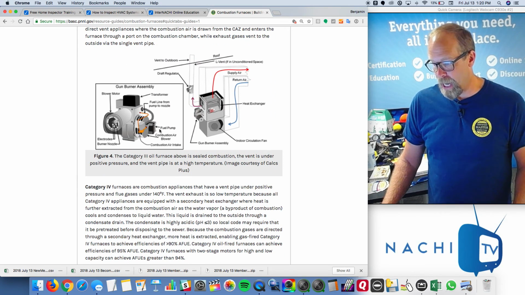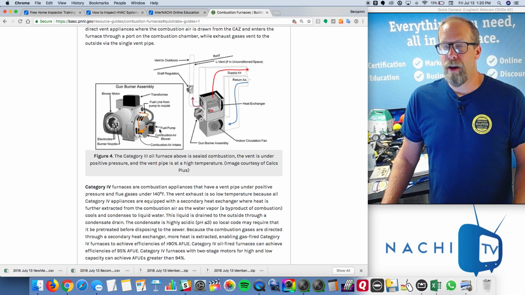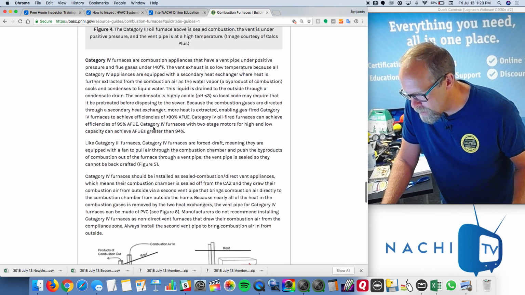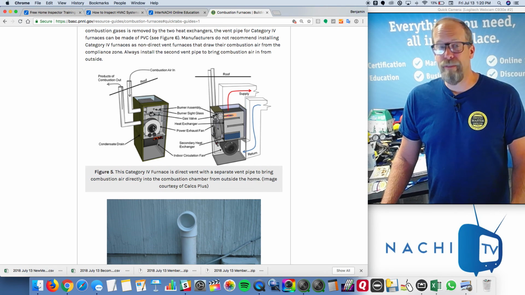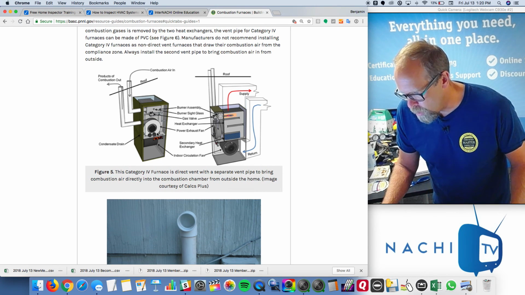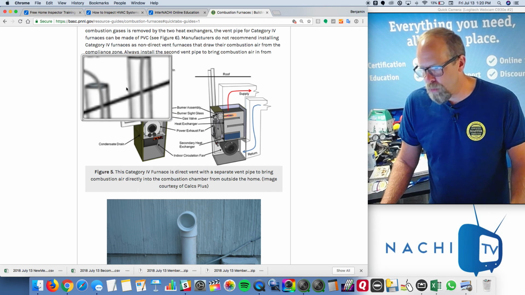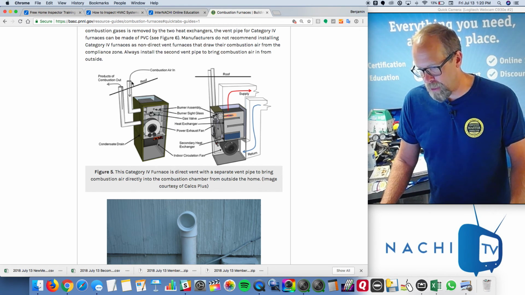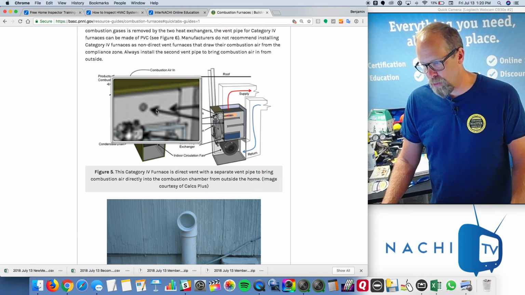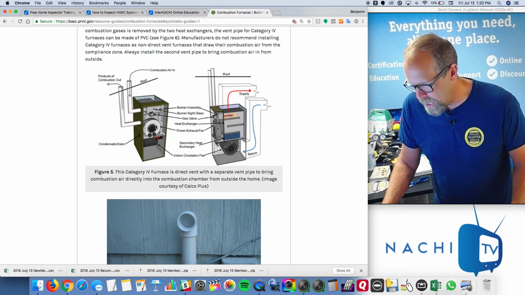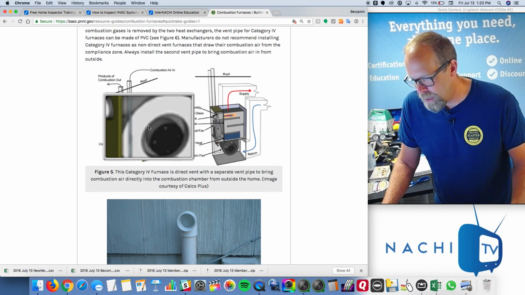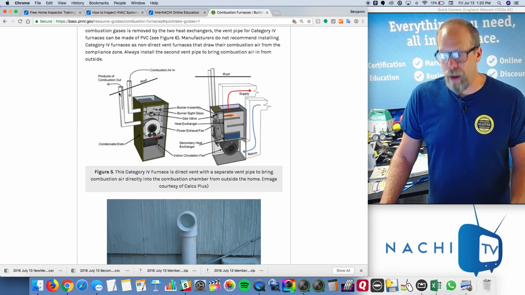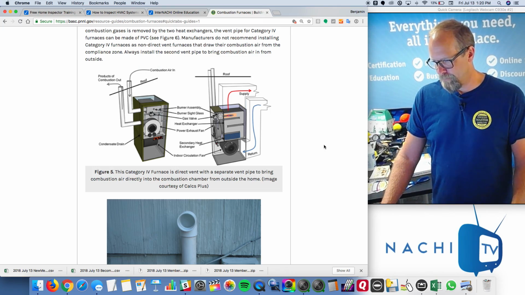There's the Category 3 oil-fired burner for the furnace. And then here's a Category 4 illustration where we have the two pipes made out of PVC. One is for combustion air coming in to the sealed chamber. And then after the power exhaust fan, there's the PVC for the products of combustion going out of the house.